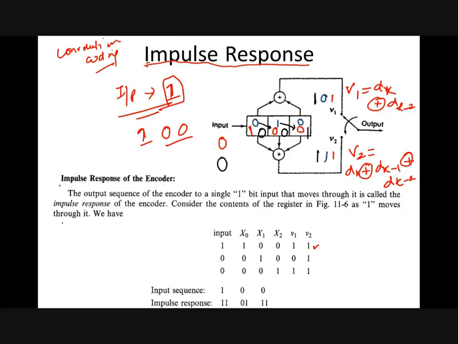When we talk about the impulse response, we are talking about this: giving an input of 1 and checking what the output is. This is the impulse response of giving a 1. So this was another topic.